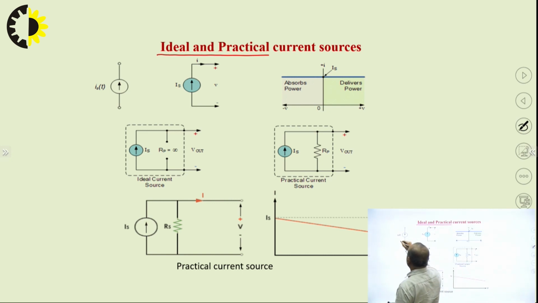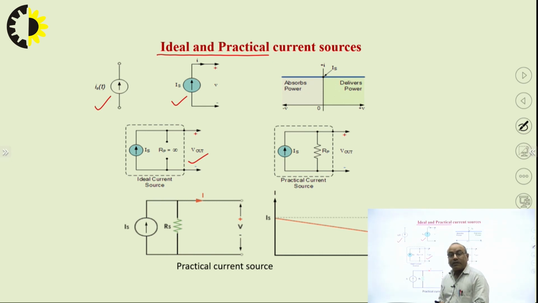This is the symbol for the ideal current source, this is also a symbol for the ideal current source, and the speciality of this is that it has infinite internal resistance, which is connected in parallel. This is shown by this diagram, where the internal resistance Rp, representing the internal resistance of this ideal current source, is infinite and connected in parallel to the source.